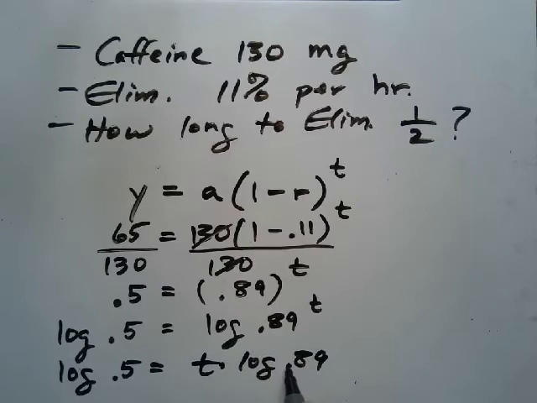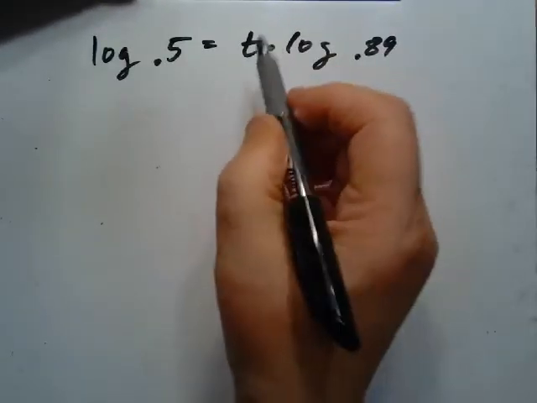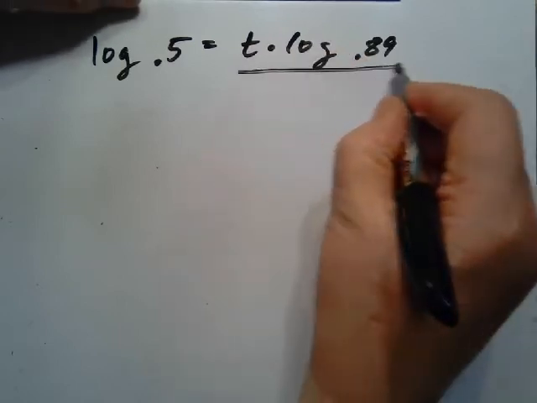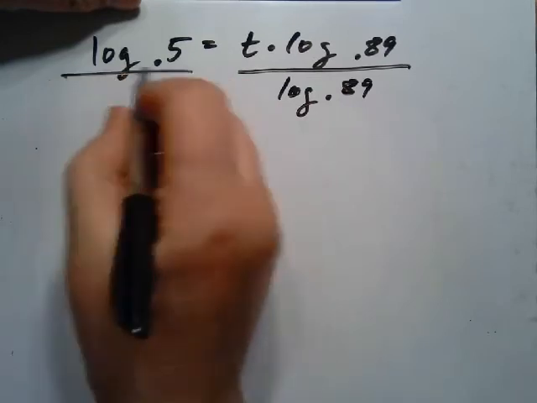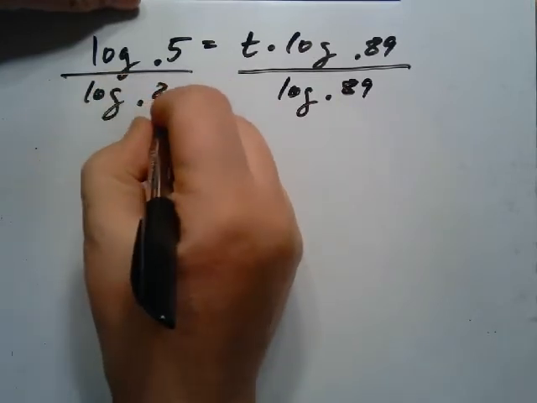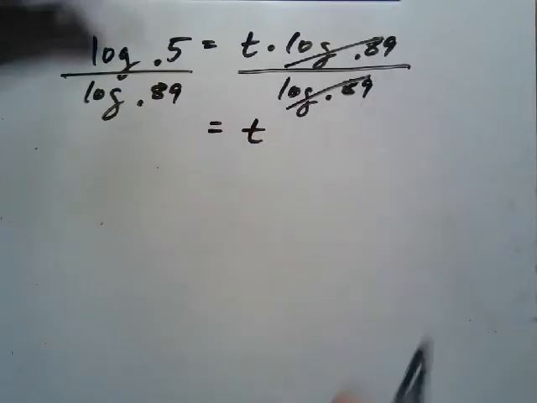I'm going to do that, but I need to move up on the page. All right, I've continued on up here at the top. In order to get the variable alone, we're going to have to divide both sides by log base 10 of 0.89. Of course, I'm not writing the 10s there. t is now alone because these have gone out.